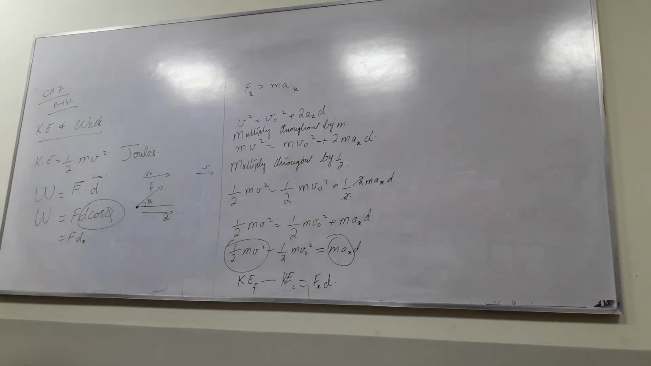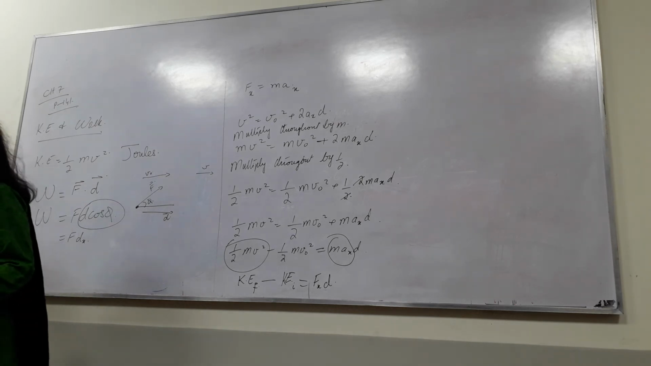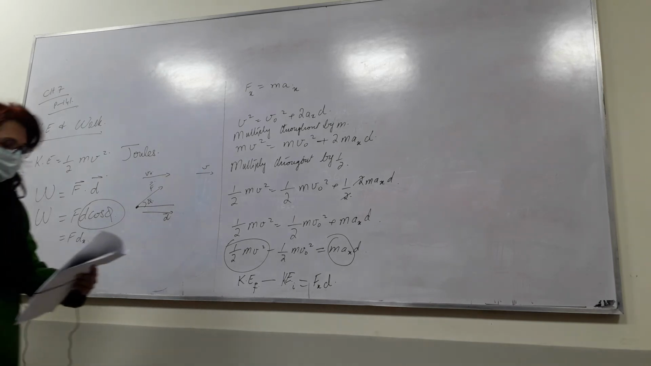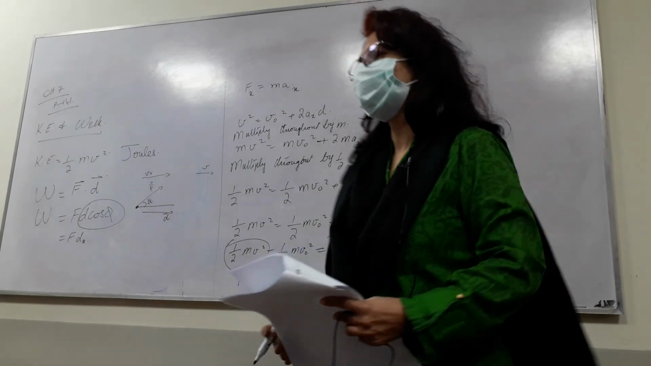What do you see from this equation? What does this equation tell you? The difference in the kinetic energy is equal to the work done. So this is an important relationship that we have established between kinetic energy and work, and that's the heading, that's the topic that we are doing, okay? And this is also known as the work kinetic energy theorem.